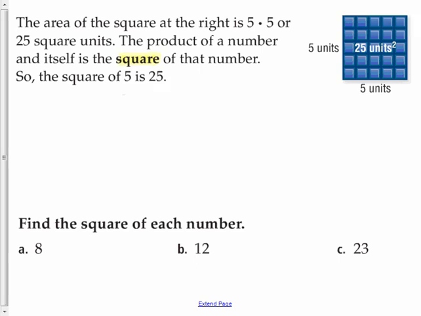If you remember your formula for area, it's length times width. A square has the same length and the same width, and that's where the term square numbers comes from. It's looking at numbers that will make a square. So what numbers will make a square?